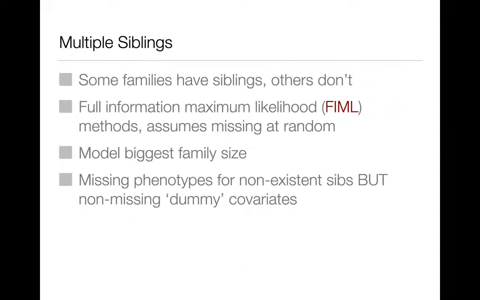Now, of course, when we do this in real life, we will have some families with multiple siblings and others with no siblings. But luckily, this can be taken care of by using full information maximum likelihood that assumes that for those families without any siblings, they are assumed to be missing at random. We would have to model the biggest family size and include some dummy covariates for those families with missing siblings so as to include all the available data.